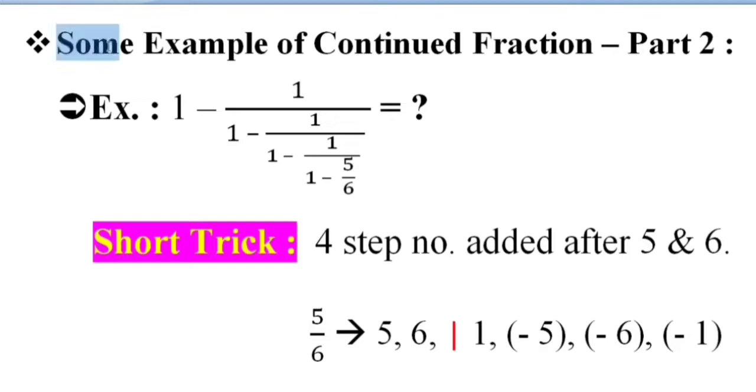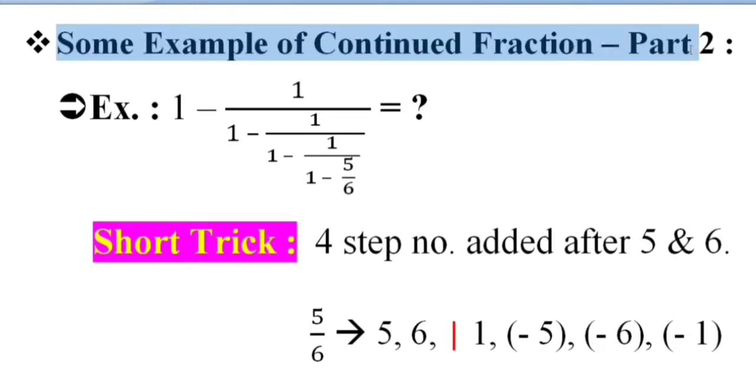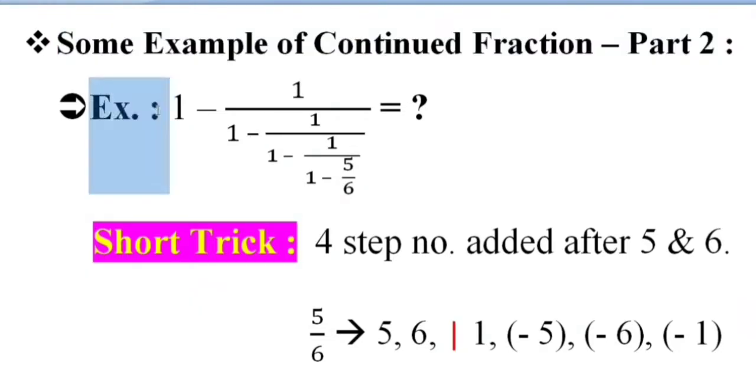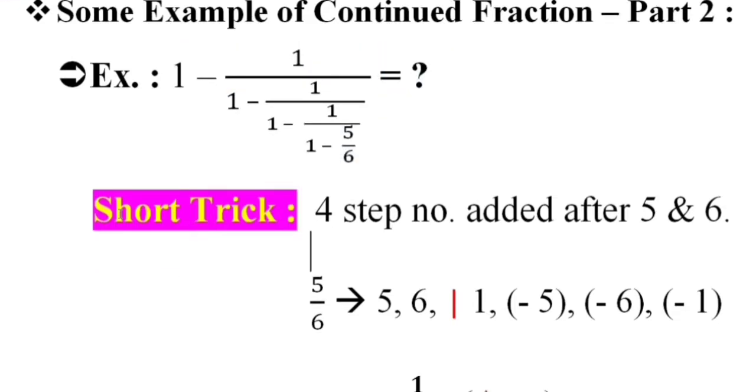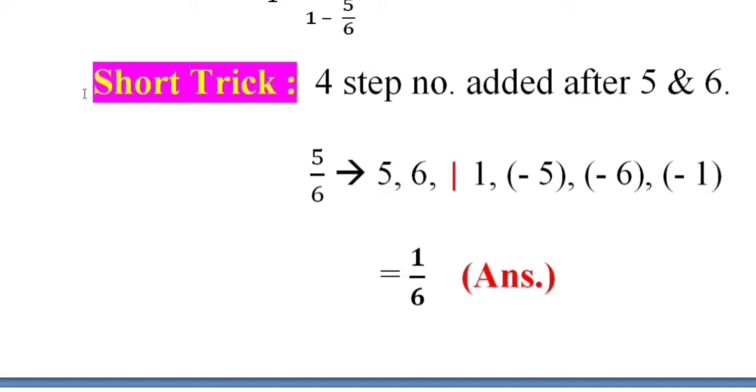Some examples of continued fraction, part 2. Example: 1 minus 1 by 1 minus 1 by 1 minus 1 by 1 minus 5 by 6 equals what? Short trick: 4-step numbers added after 5 and 6. 5 by 6, write 5, 6.